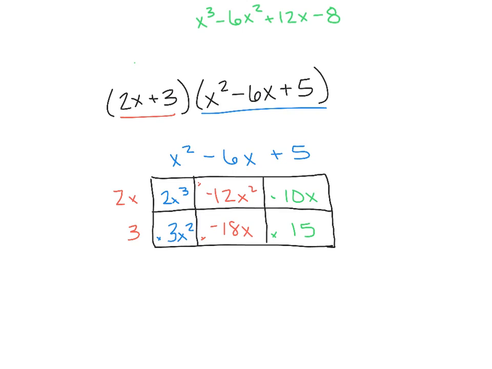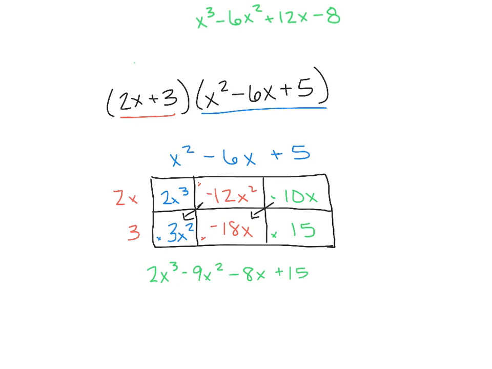So then all you do is, this is a weird addition type of thing, you add only in the table diagonally, and if you look diagonally you have like terms. So 2x cubed, you can't go diagonally, so you have 2x cubed. For negative 12x squared, you go diagonally and you see plus 3x squared, which is negative 9x squared. And for 10x, you go diagonally and you have negative 18x, so you have negative 8x. And for 15, you can't go diagonally, so you have plus 15.